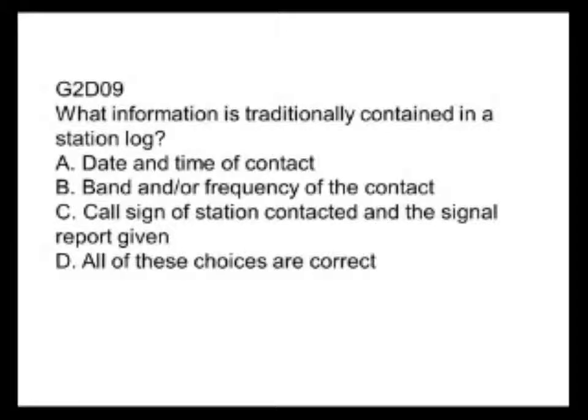What information is traditionally contained in a station log? Date and time of the contact. Be sure to indicate whether you're using coordinated universal time or local time. For most logs on the high-frequency band, you'll use coordinated universal time because you'll be talking to people outside of your time zone. The band or the frequency, the call sign of the station contacted, and the signal report given. All of these choices are correct.